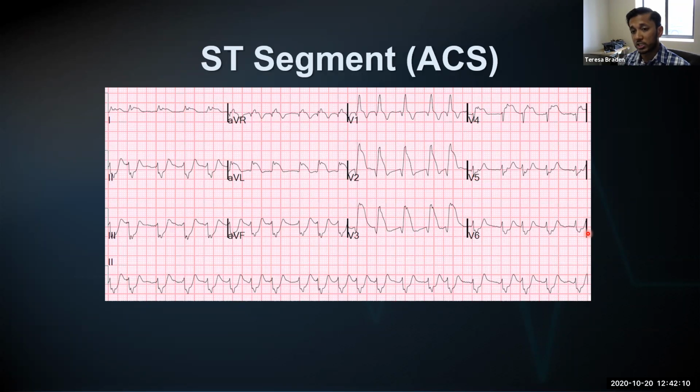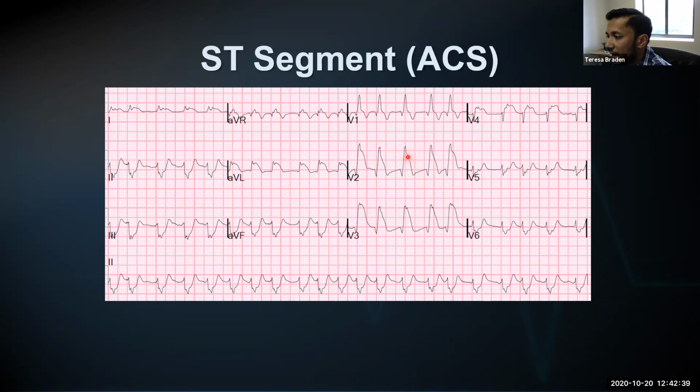Now, trying to juxtapose the two, here's ACS. In ACS, we remember we talked about how you initially see the T wave go up, it peaks, then it brings the ST segment with it. And after the ST segment and the T waves merge, then the T wave starts to go down, it creates that Q wave, and then the ST segment drops back down to normal. So here we can see that the T wave is inverted, but the ST segment is still elevated.